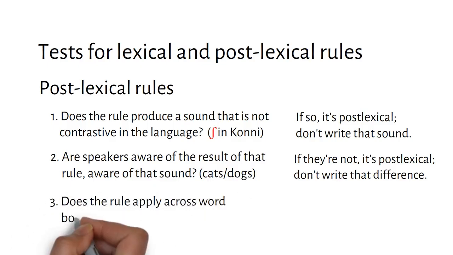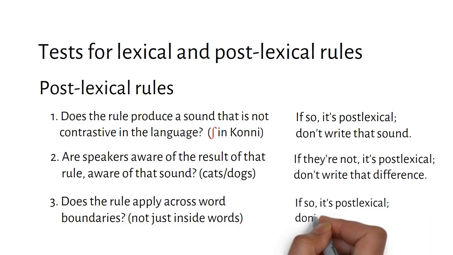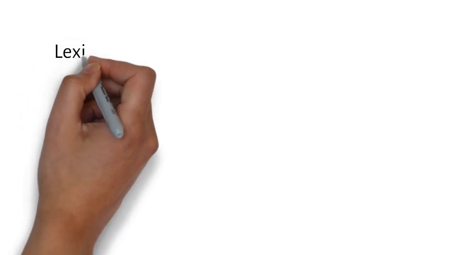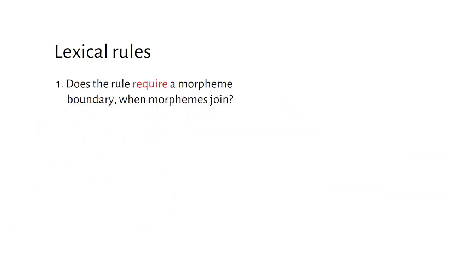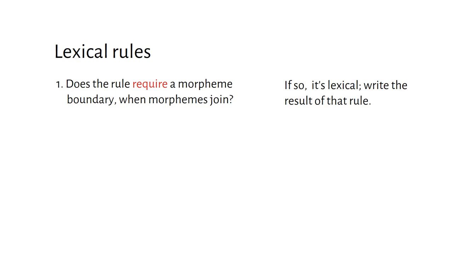Third, does the rule apply across word boundaries, not just inside words? If so, it's post-lexical. Don't write that difference. That tells us about post-lexical rules. How about tests for lexical rules? First, does the rule require a particular morpheme boundary when morphemes join into a word? If so, it's lexical. Write the result of that rule.